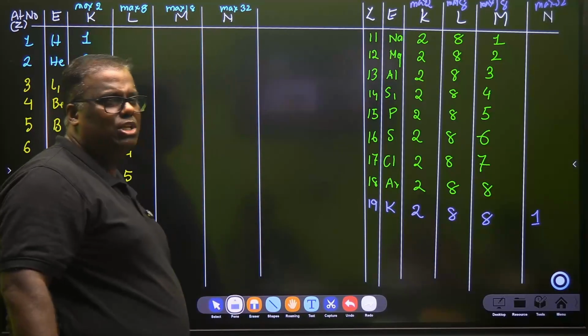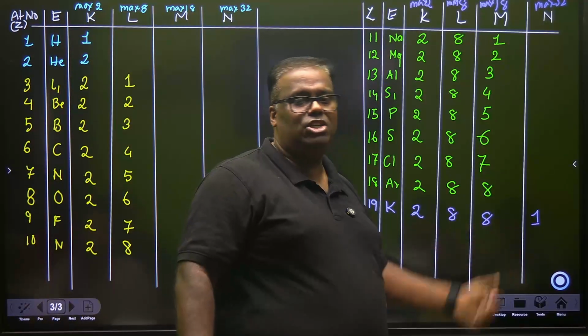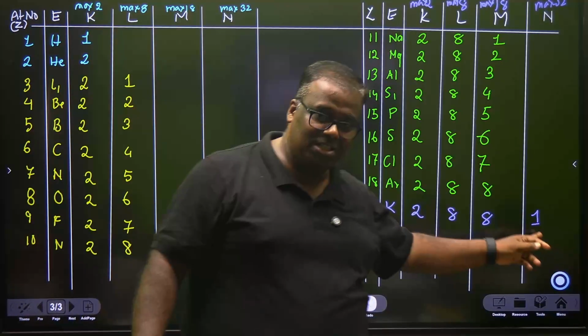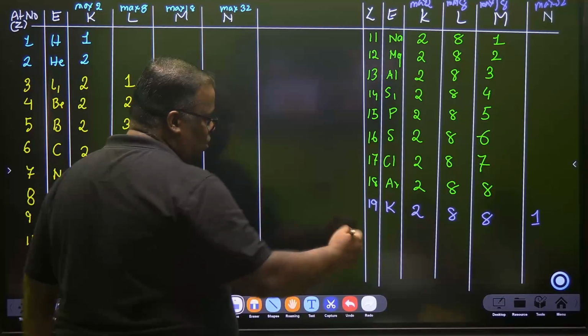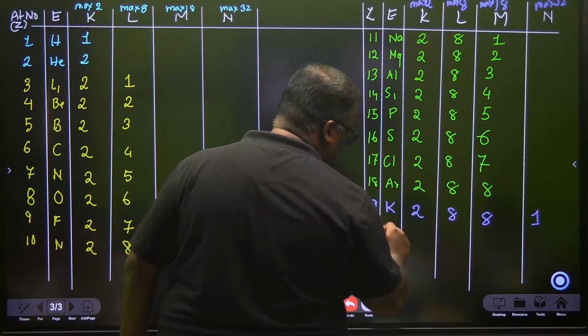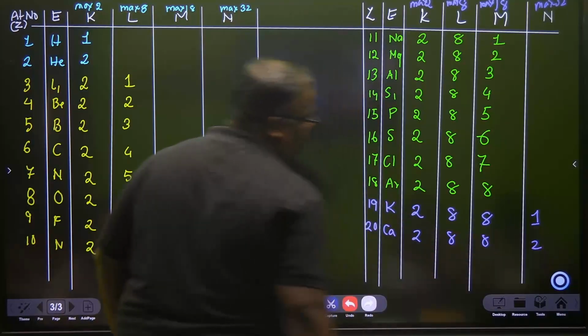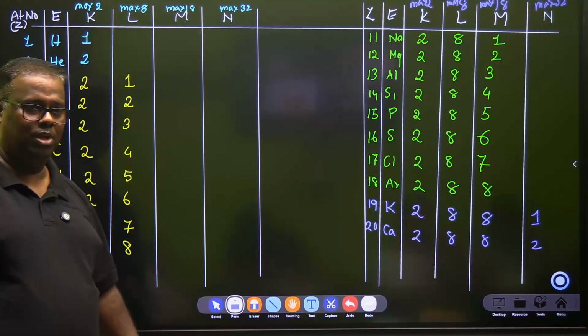That's why in some books it is written that for the first 20 elements, the penultimate shell can have a maximum of 8 electrons. This is called ultimate. This is penultimate. Got it? And after potassium, our last, number 20, is calcium. So it will be 2, 8, 8, 2. Understood? Any problem till here, anyone?